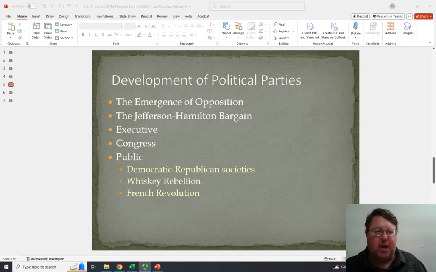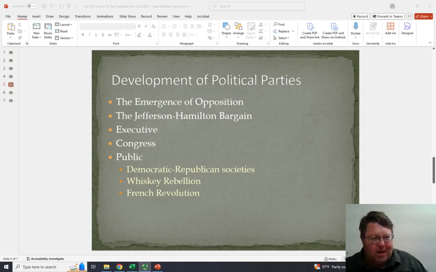Next item, development of political parties. On your second test, you're going to have a question, development of political parties. Okay. This is what we'll focus on. The emergence of opposition. So Hamilton has shared his views on how to get the economy going again. Congress people read his proposals, his reports, and so they start debating and arguing in Congress about Hamilton's policies.